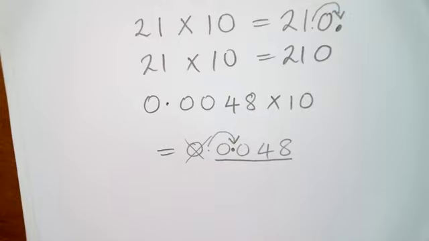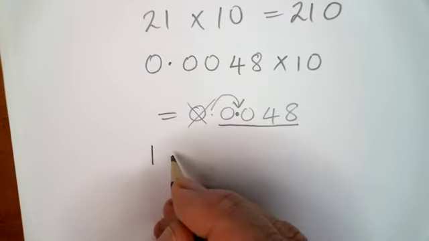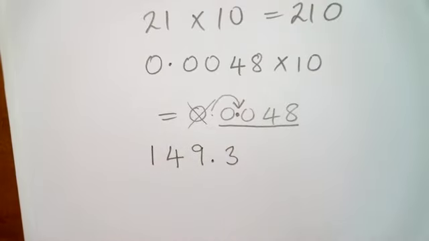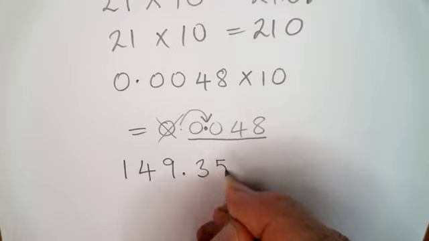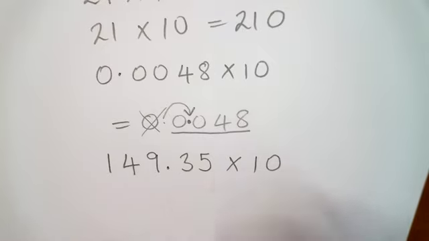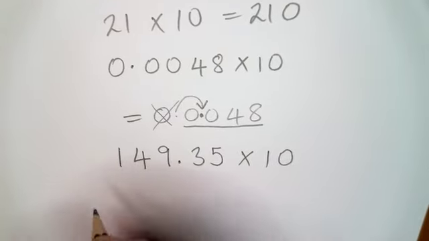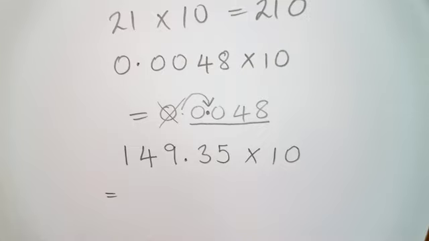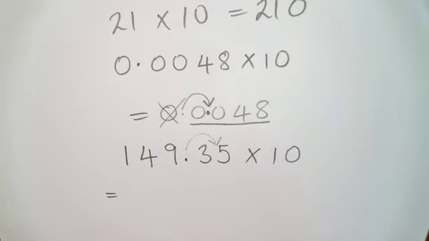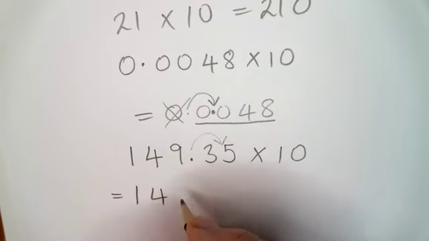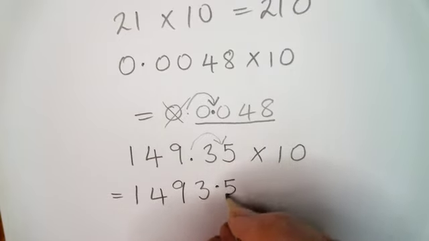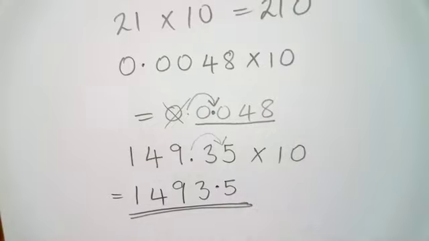All right, let's try another number. Let's try this time 149.35, multiplied by 10. There it is. This time, we can't just add a 0 to the end. That won't help us. But we can move the decimal place one space to the right. It was there. It's going to become the new place in there. So let's now write it out. It's going to be 149.3, new space is now in here, 0.5. And there is our answer.